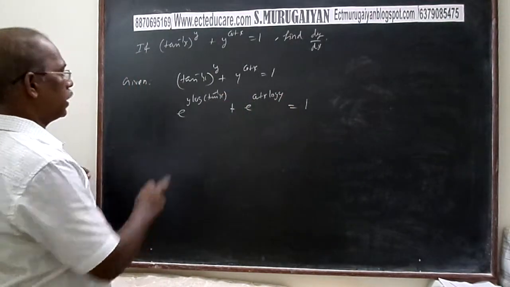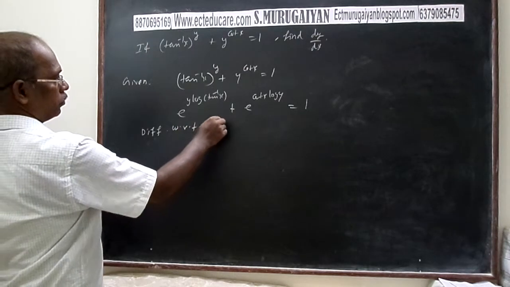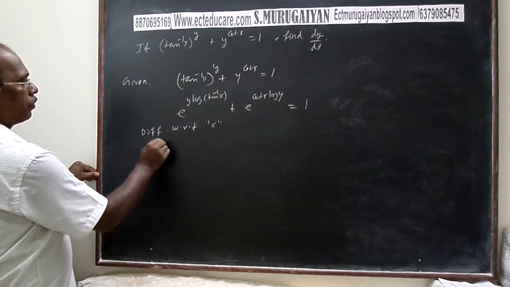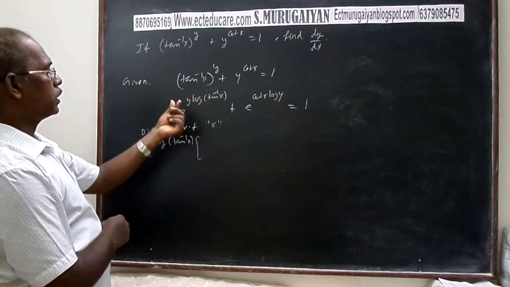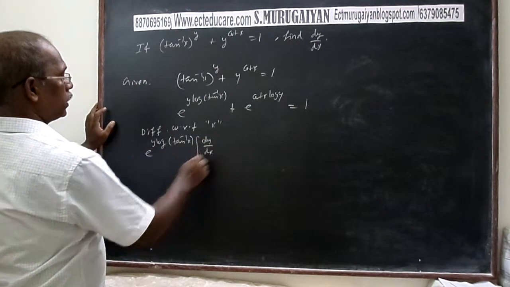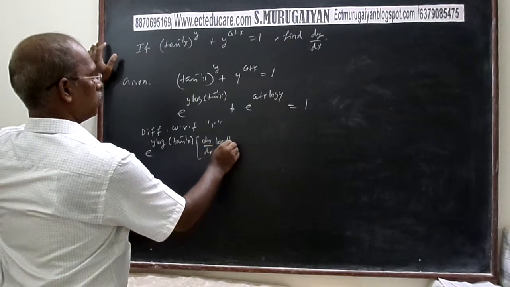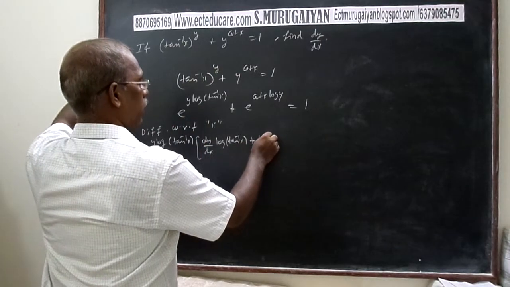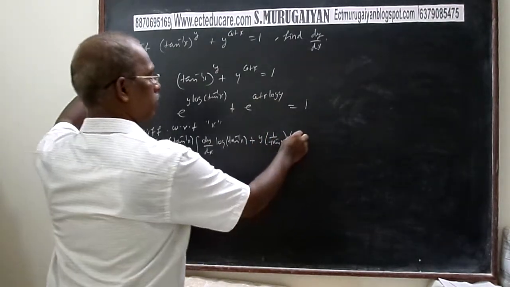Now we can try to differentiate term by term. So the derivative of an exponential function is, first, the function itself, e power y log of tan inverse x, and then by chain rule there are two factors. We have to apply the product rule on these two factors: the derivative of y with respect to x, dy by dx, times log of tan inverse x, plus y times the derivative of log of tan inverse x, which is 1 by tan inverse x, and by chain rule the derivative of tan inverse x is 1 by 1 plus x square.